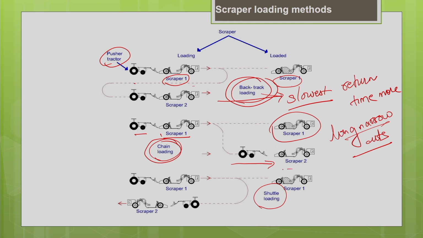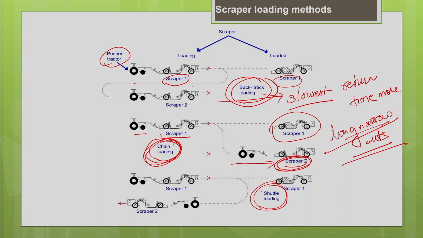But here what happens, the scraper 2 will come and wait near the pusher. Your pusher need not backtrack again, it need not return back again and spot the next scraper. So the scraper 2 will come and wait near the pusher. This is commonly adopted in long roads, long narrow cuts like roads. Here also, since the returning time is reduced, you can see that the chain loading cycle time will be less.